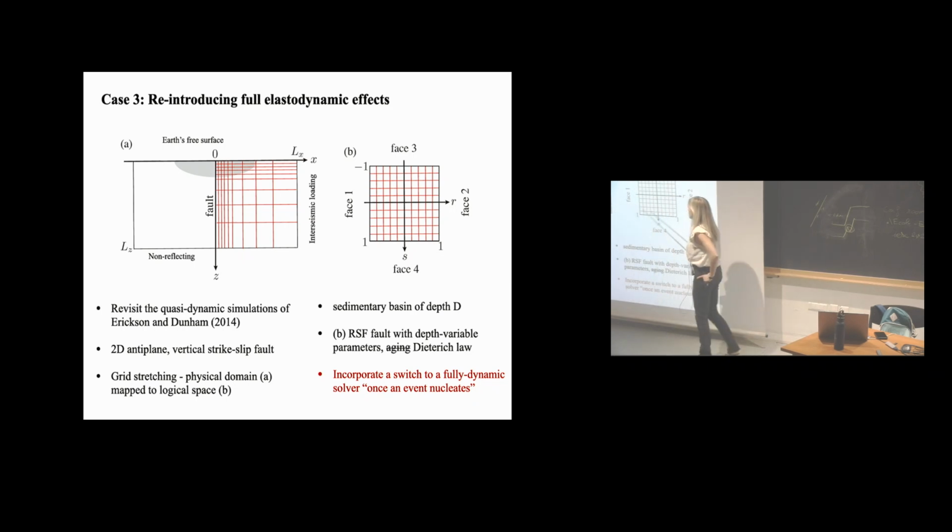We have to have some grid stretching here in order to make it computationally tractable. So we put lots of resolution near the fault itself and up near the surface where the basin is. We're looking at a rate and state fault again with depth variable parameters, no aging law, just the Dieterich law, incorporating a switch to fully dynamic. So we still have the difficulty that we can't include full dynamics for the whole simulation because of that CFL condition. So we're going to assume that inertia is negligible during the interseismic period. And then at some point when an earthquake nucleates, we're going to be like, okay, something's happening. I'm going to now switch back on inertia, and I'm going to actually switch to a fully dynamic method.